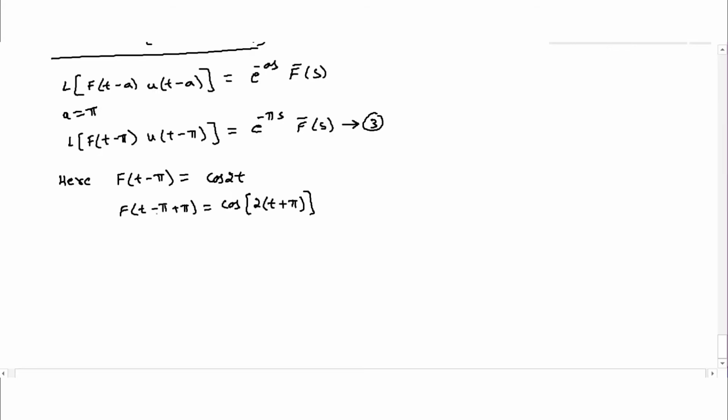However, over here this minus pi and plus pi will get cancelled. You will be getting f of t equals cos of, if you try to multiply it, 2t plus 2 pi. Now this is in the form of cos of 2 pi plus theta, 360 plus theta. This will be nothing but cos theta itself. Cos 360 plus theta will be cos theta. So using that property over here, I can write cos of 2 pi plus theta will be cos theta itself. So we'll be getting cos 2t itself.